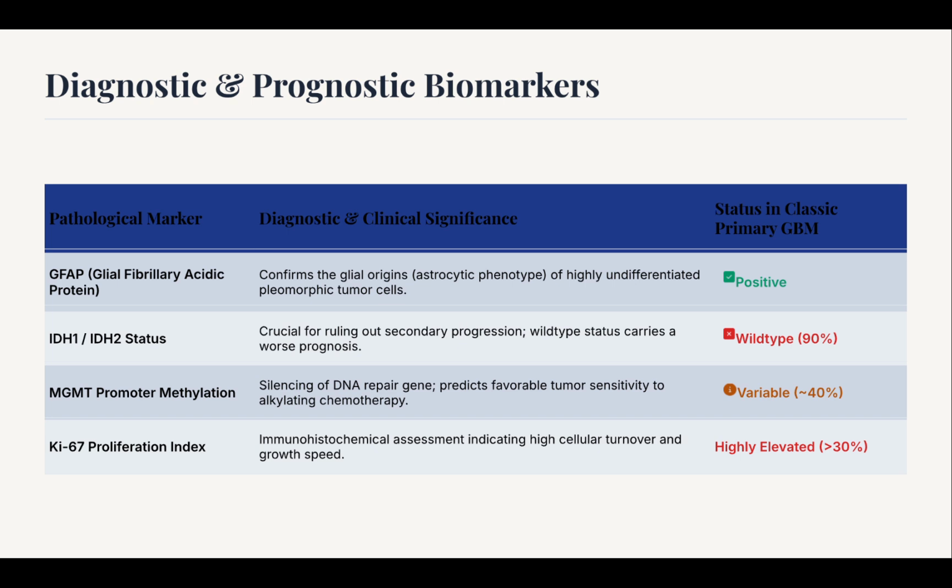Next, the MGMT promoter methylation marker. Silencing of this DNA repair gene predicts favorable tumor sensitivity to alkylating chemotherapy, and its status in classic primary glioblastoma is variable. Next, Ki67 proliferation index. Its significance is that immunohistochemical assessment indicates high cellular turnover and growth speed, and its status in classic primary glioblastoma is highly elevated.